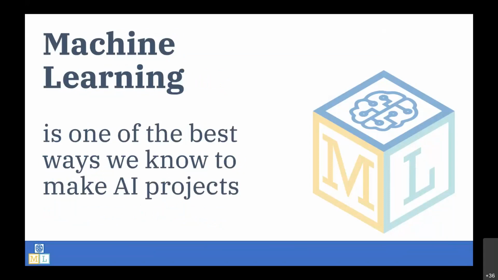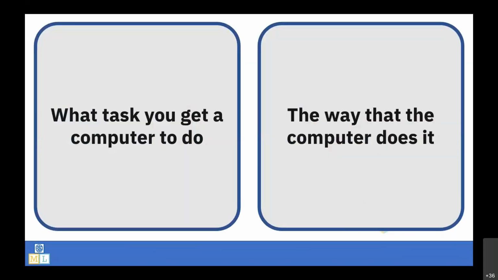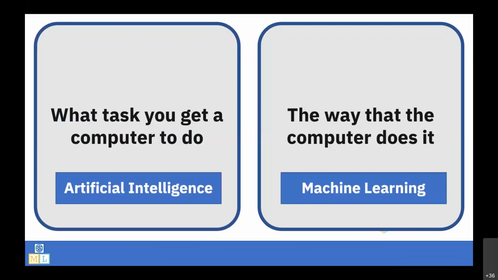Now, I hope we'll get time today that I'll show you a machine learning way of doing an AI project, but I'll also show you an alternative so you can start to get a sense for when machine learning is a good fit. But that's why we've got 2 names for this kind of thing, because there's a difference between what you get a computer to do and the way that the computer does that thing. AI is what we're calling the thing we want the computer to do, and ML is one of the technologies, one of the techniques, the way that the computer can actually do it.